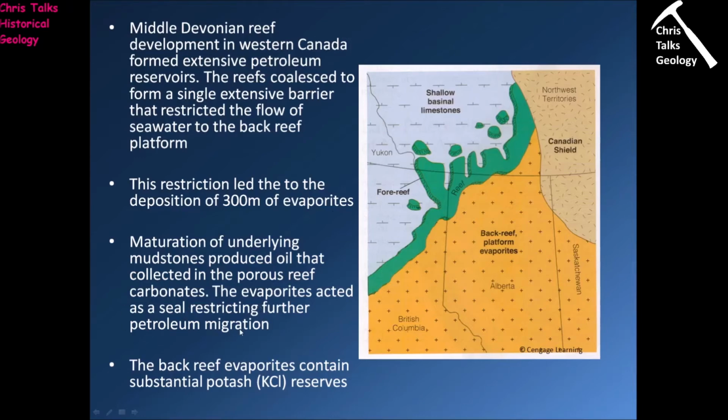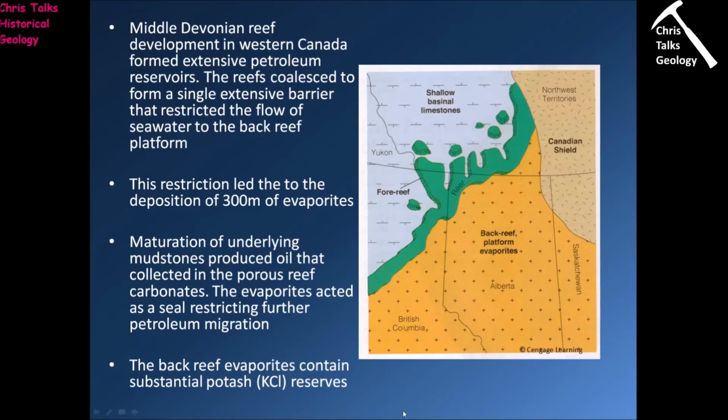It also is very, very important to note that the evaporites which were forming due to the evaporation of the seawater are actually quite potassium chloride rich. So potassium chloride is a mineral called sylvite. And these particular evaporites are very sylvite rich. And so that means you can dig them out of the ground and you can use them to create potash, which is a type of fertilizer.